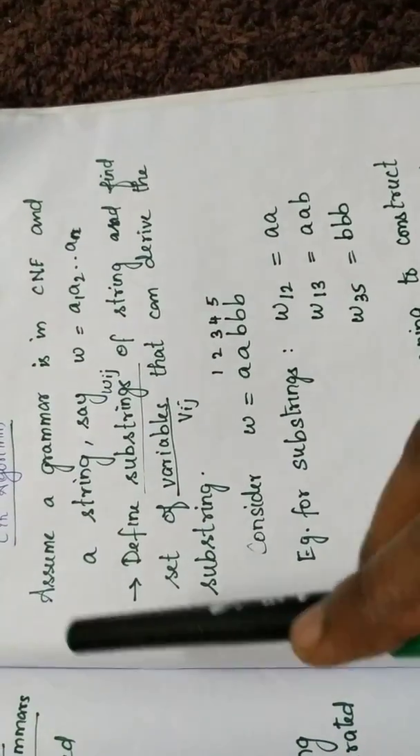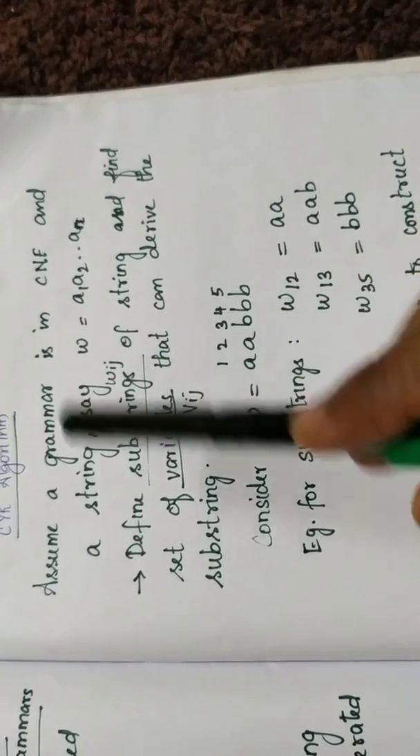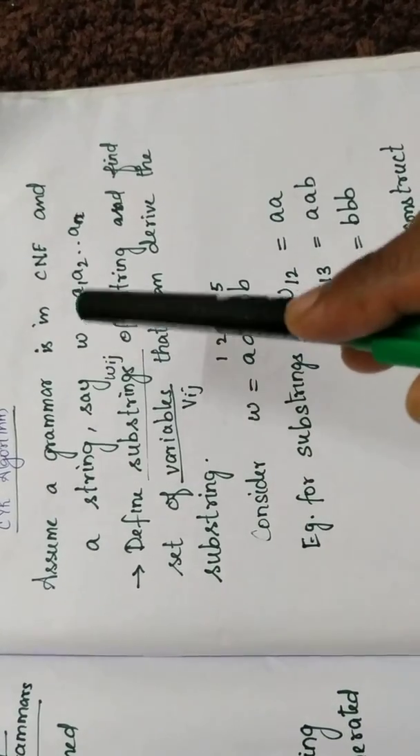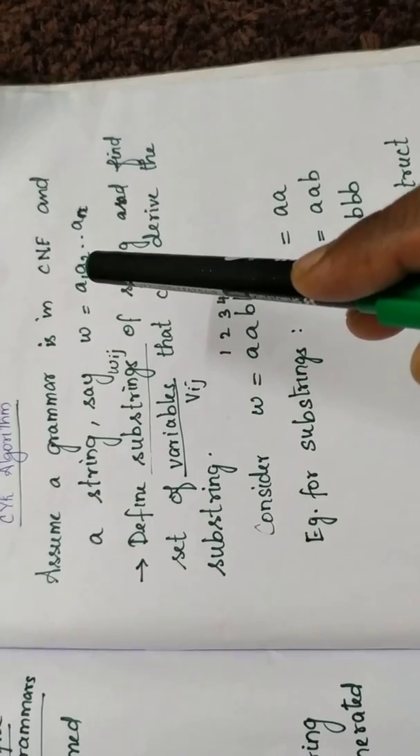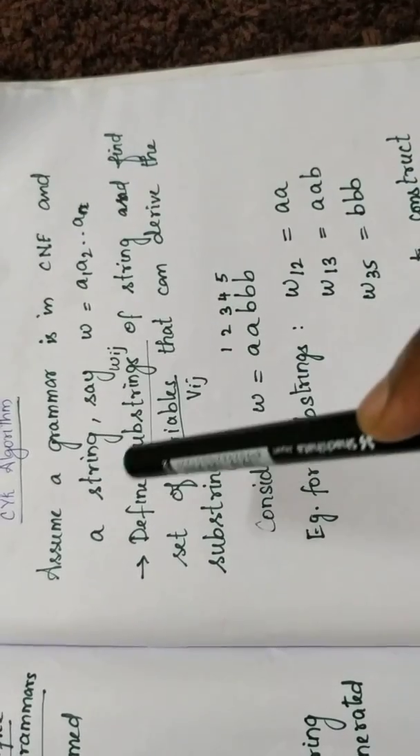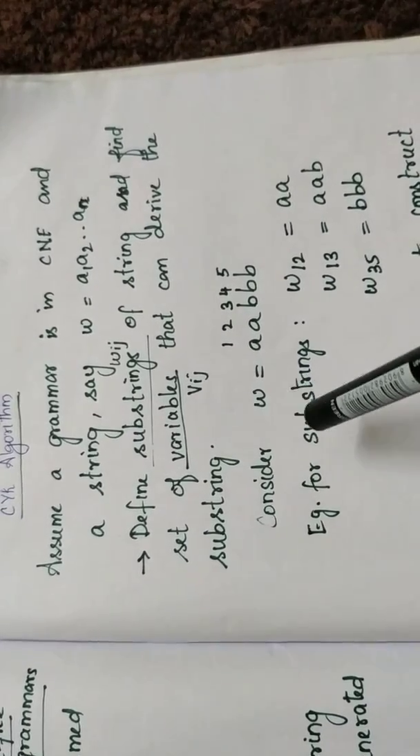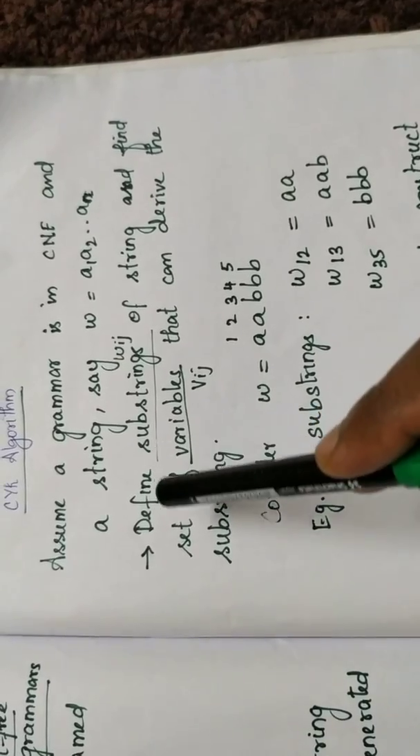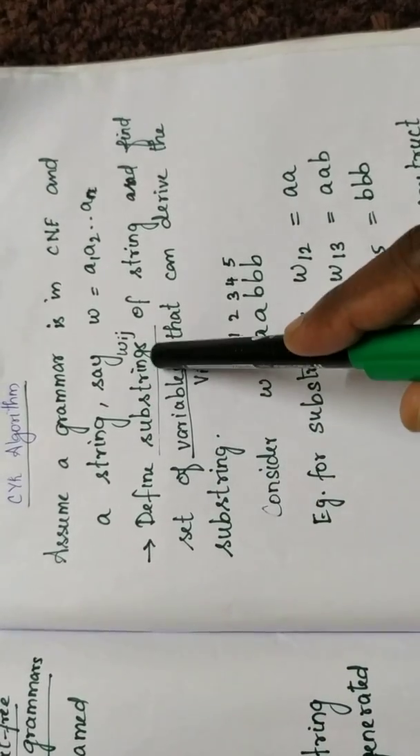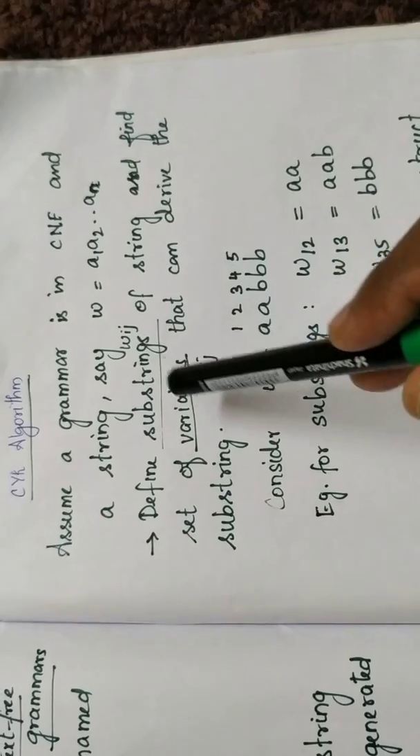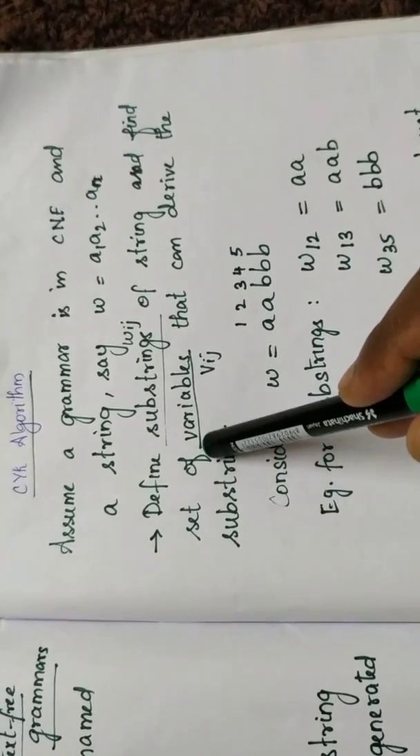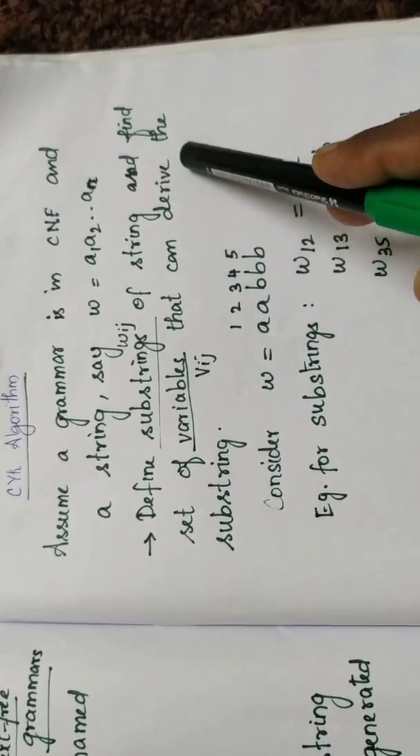Now we can assume a grammar in CNF form and a string, say W is equal to a1, a2 up to an. In this algorithm we need to define the substrings of the given string, and find the set of variables that can derive that substring.